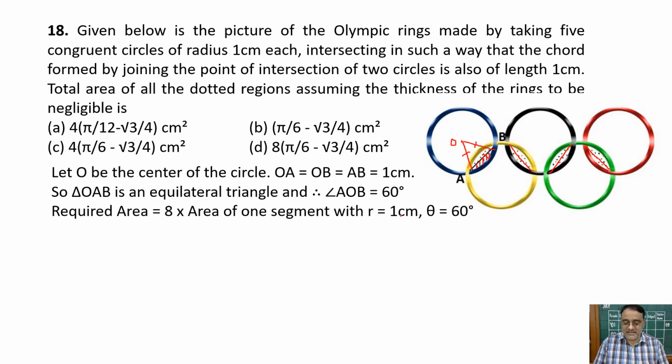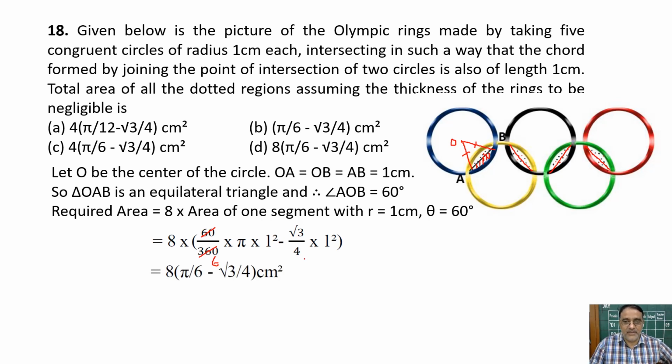area of sector, that is theta upon 360 into pi r square. Theta is 60 degree and minus root 3 upon 4 side square, that is area of equilateral triangle. So values हम लोग substitute कर दिए, तो ध्यान से देखो, ये 6 हो जाएगा. So it will be pi by 6 and this will be root 3 by 4. So 8 into pi by 6 minus root 3 by 4. And the correct option is? Option D. Option D, right.